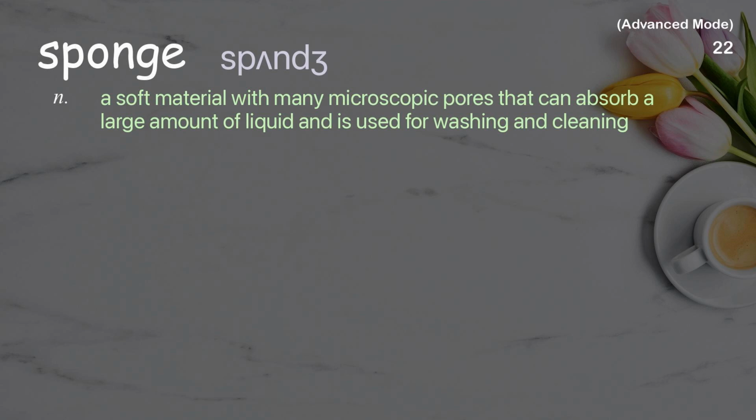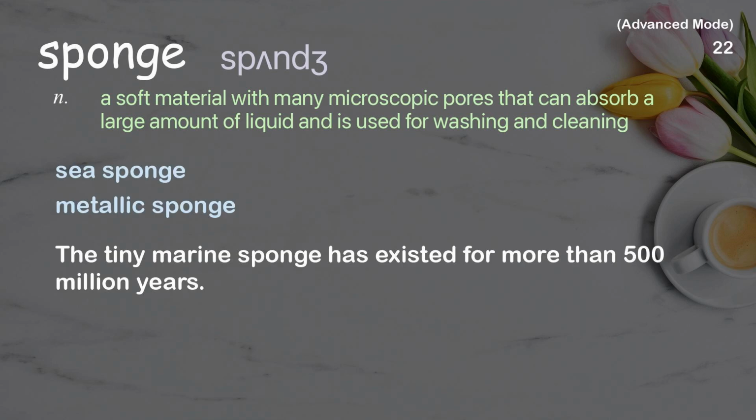Sponge. A soft material with many microscopic pores that can absorb a large amount of liquid and is used for washing and cleaning. Examples: Sea sponge. Metallic sponge. The tiny marine sponge has existed for more than 500 million years.